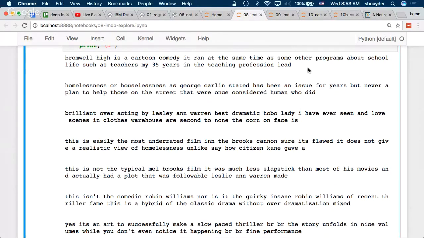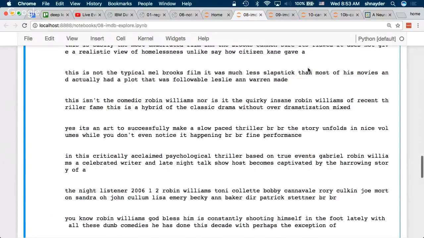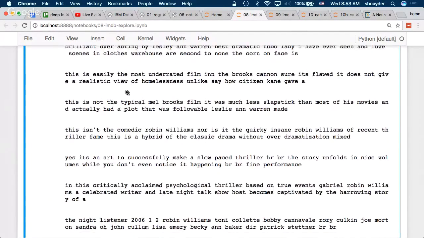Some of the others, like the third one, "brilliant overacting by Leslie Ann Warren", etc., suggests that maybe that's going to be positive. So you never know. It could, at the very last minute, say, but despite all of that, it was terrible, etc. Here's another good one. Where was it? "This is easily the most underrated film in the Brooks canon." That suggests it's a good review. And then, "sure, it's flawed." That suggests it's a bad review. And so on.